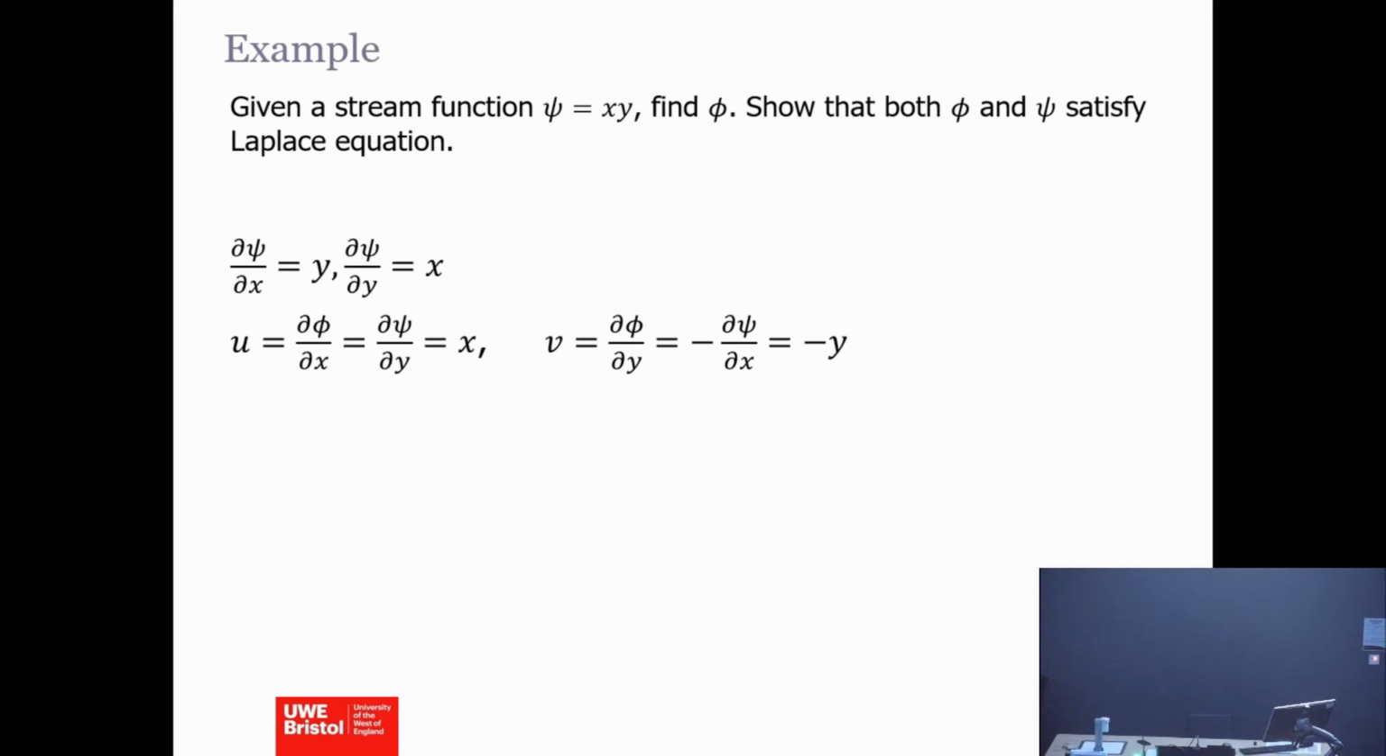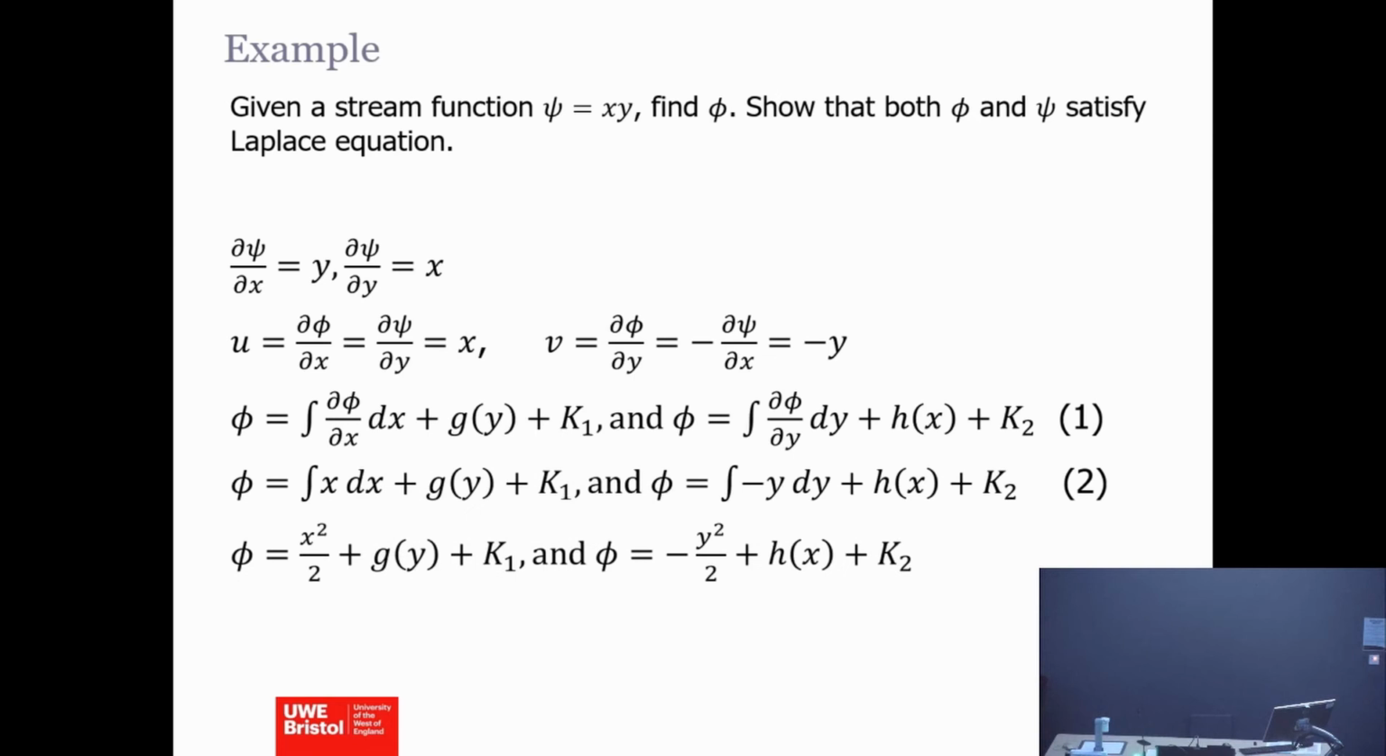Again, I know that v in terms of phi is this way, and in terms of psi is minus d psi dx. But d psi dx is already y, and you just add the minus y. So really you end up with d phi dx equal x and d phi dy equal minus y. You can integrate.